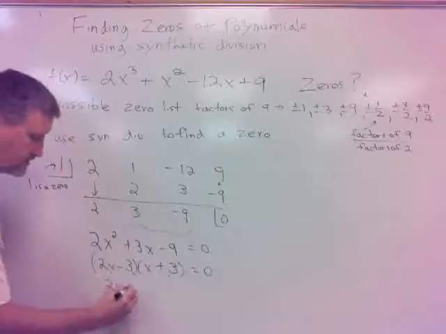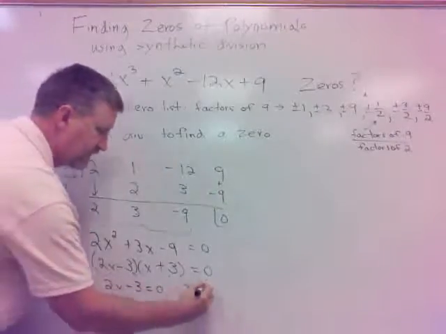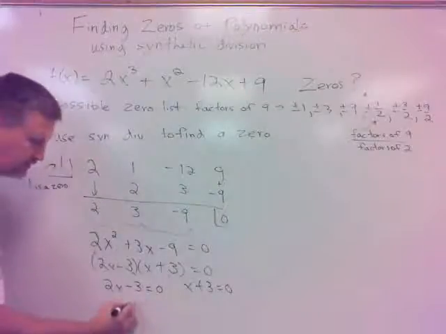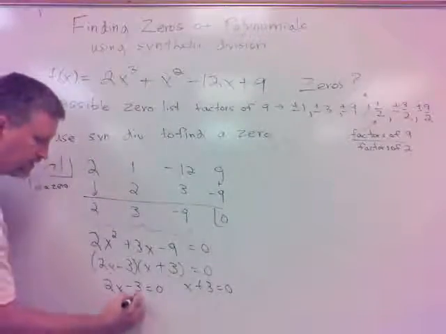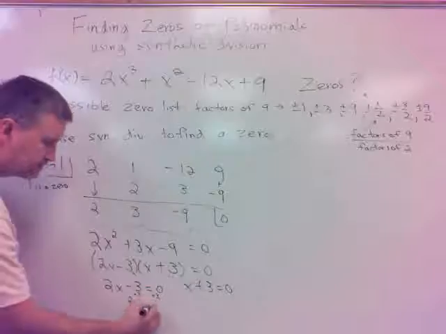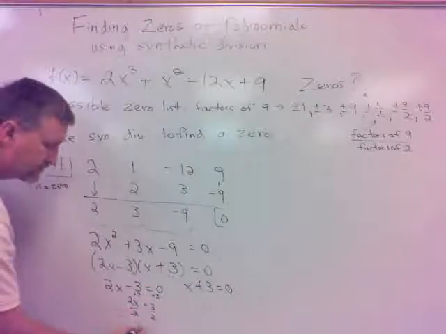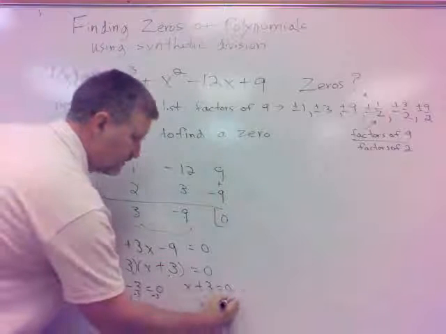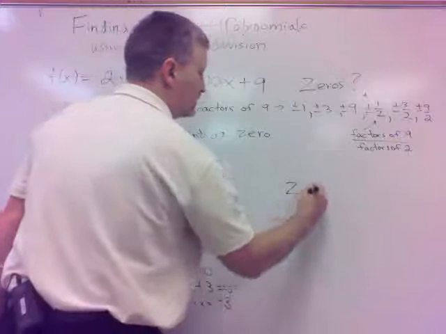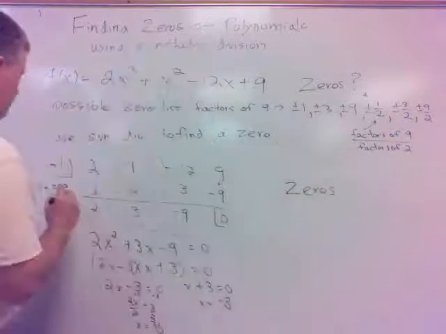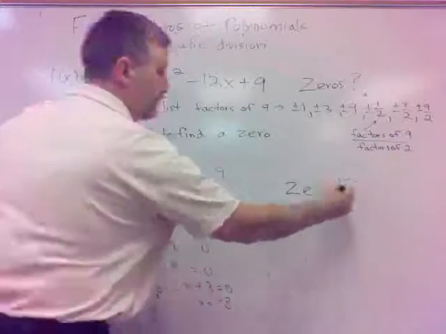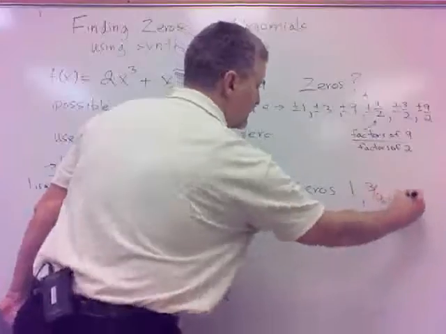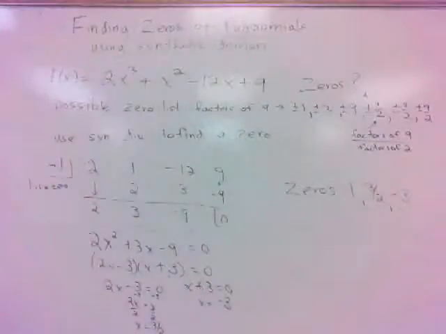So 2x minus 3 set to 0, and x plus 3 set to 0 gives me my... This would give me add 3. Give me 2x equals 3. Then divide by 2, so we got x is 3 halves. Here subtract 3, so we got negative 3. So what are my zeros? Well, the one I found first was 1. Then I found the other 2 to be 3 halves and negative 3. Okay?